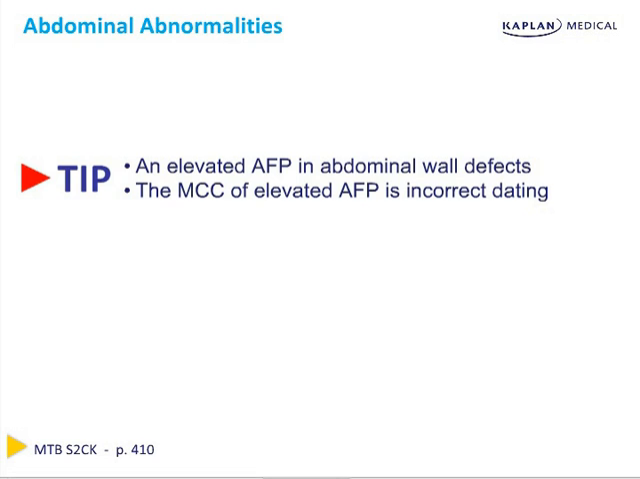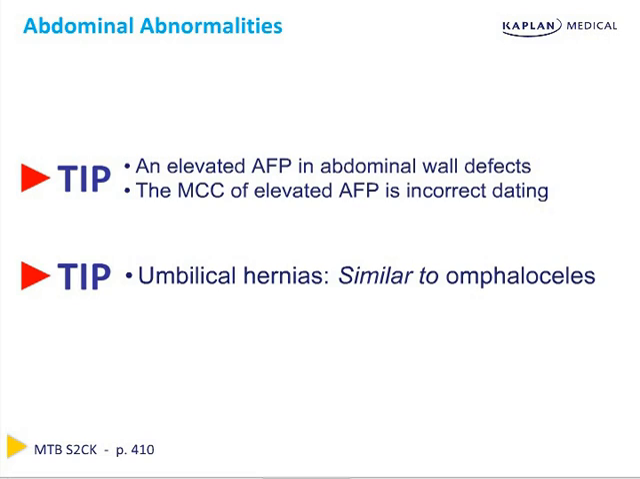That's incorrect dating. The last tip is related to umbilical hernias, which are very similar to omphalocele, meaning that they're midline and they have a sac. But the key difference is that umbilical hernias are always smaller than 4 centimeters, and they almost always close on their own.